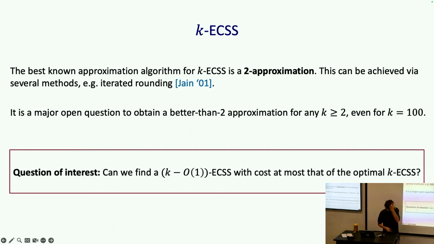Okay, but we couldn't make progress on this question. So we asked a different question, which is, all right, let's think of k being a very large number, like 1,000. Maybe if you're trying to create a highly connected network, maybe you're okay with losing a little bit on the connectivity instead of losing in the cost, right? So the question is, can we find a k minus order 1 edge connected graph that has cost no more than that of the optimal k edge connected graph?